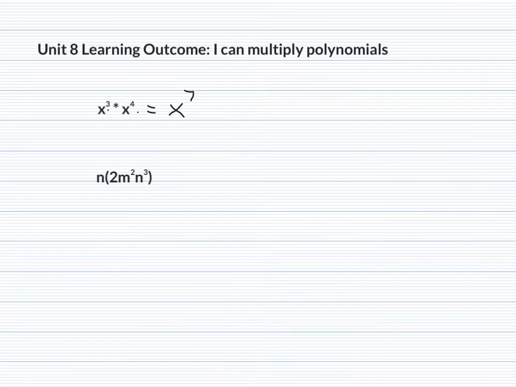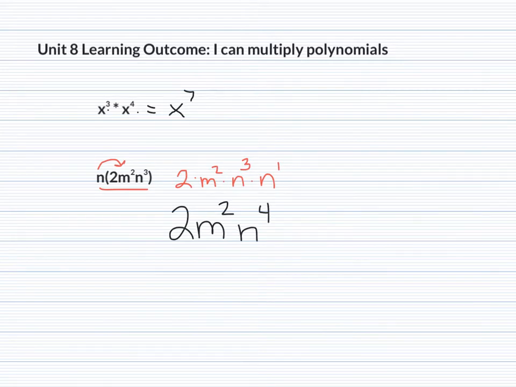Hey, we saw this problem on those worksheets in class. So remember, this is n times this whole thing, not each part. This is one monomial. So we have like 2 times m to the second times n to the third times n. Like this whole thing is all being multiplied together. So remember the exponent, if you don't see one, is n to the first. So then we would get 2m to the second, and then we'd add those exponents on the n and get n to the fourth. Okay, quick review, quick recap, then let's see how this applies to polynomials.